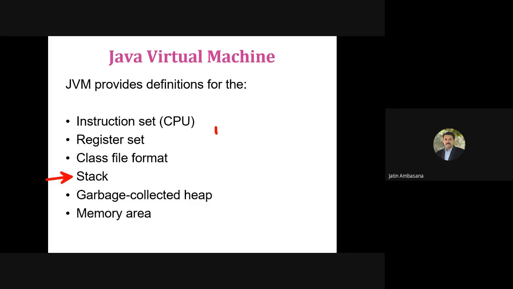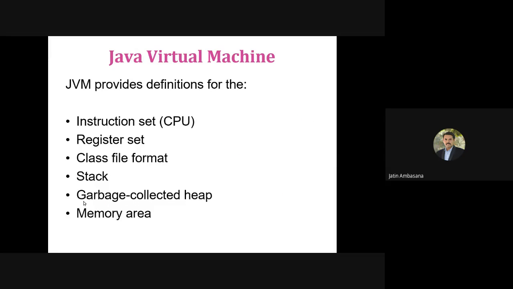Like stacks. Suppose there is a method 1 which calls method 2, which in turn calls method 3. So in this way, what happens? A stack keeps building up. Method 1 calls method 2, method 2 calls method 3. So when control has to return from method 3, it will not directly return to M1, but it will first return from M3 to M2, then control will return back to M1. In this way, control will return.